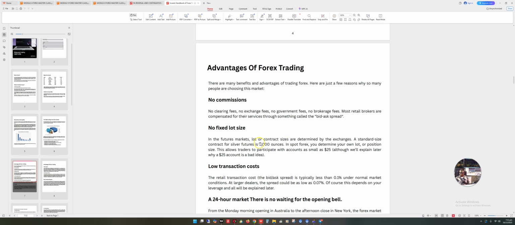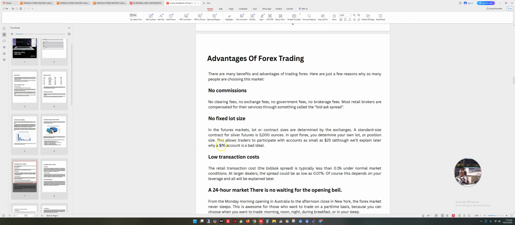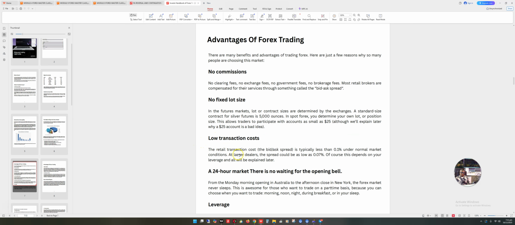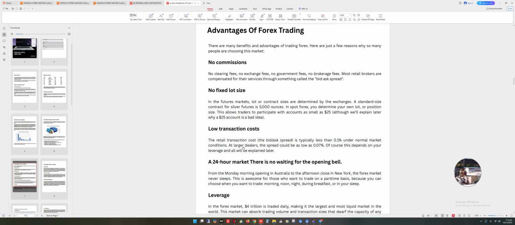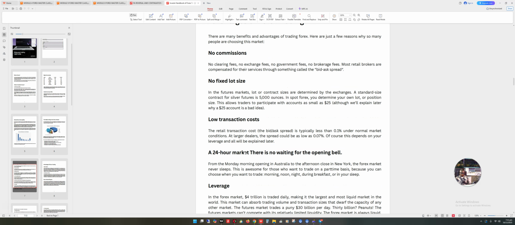Then we have a fixed lot size, so you can calculate how much you want to risk if you want to trade. We'll talk about lot size as time progresses. It also has low transaction costs when you want to buy or sell, low commission, and low spread. Again, the market is 24/5.